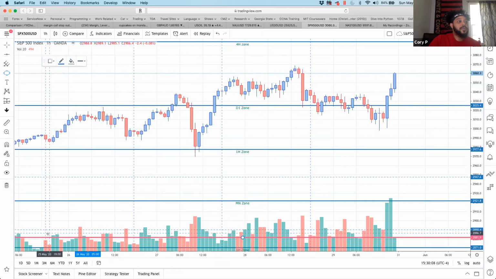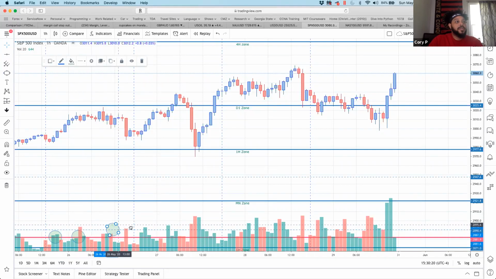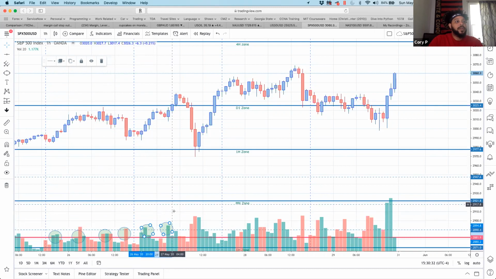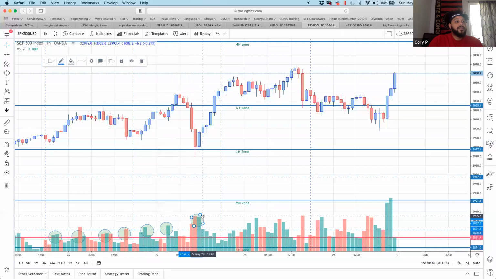Here is the zone. Here is a spike right here. Here is another spike right here. Here is a spike right here. Let me go ahead and add that one too. There's a spike right here. That was cool. That played out like I wanted it to. Here is another spike right here.